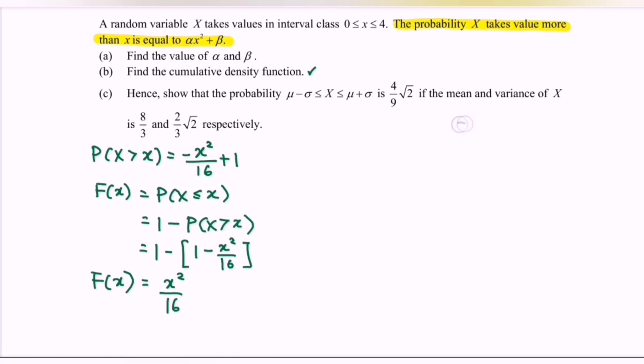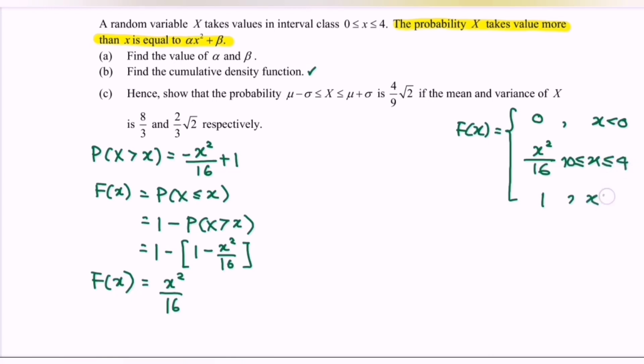So we have the capital F of x is equal to, at first, 0, followed by x squared over 16, and next we have 1. So that will be the function. For the domain, we have x less than 0, and then x greater than or equal to 0 and less than or equal to 4, and then finally x greater than 4. So that is the cumulative density function.